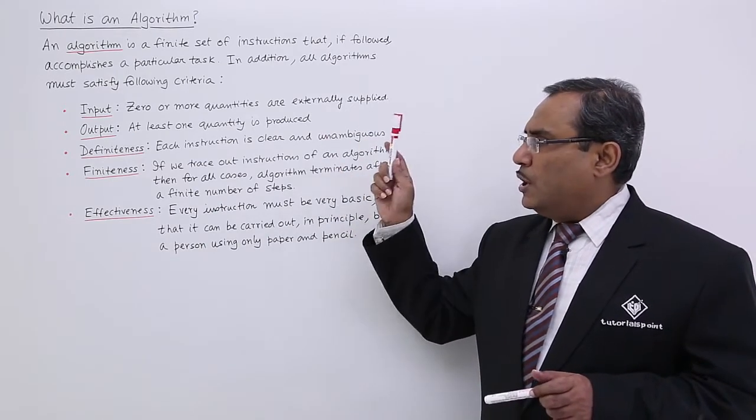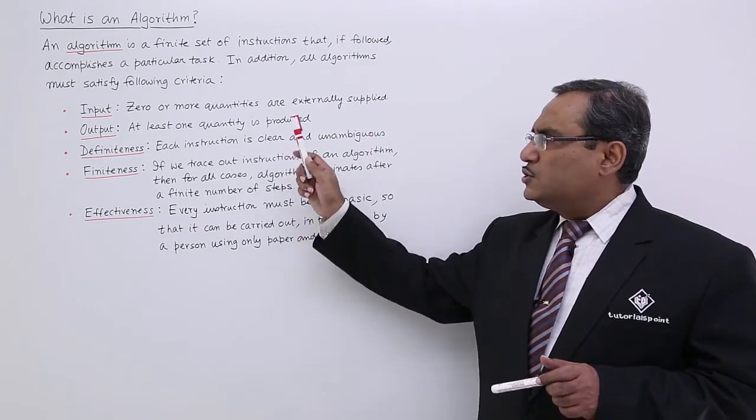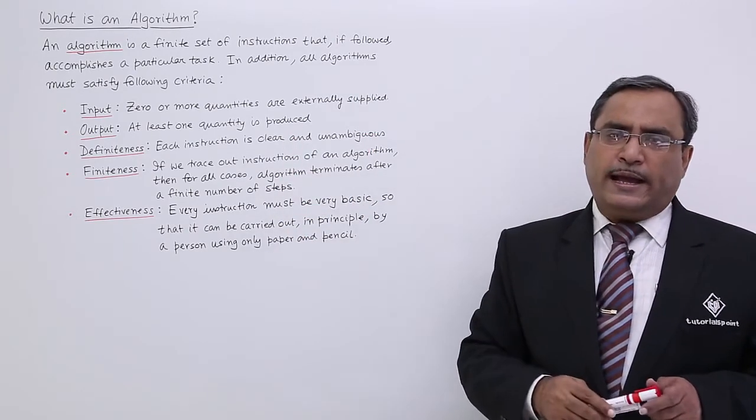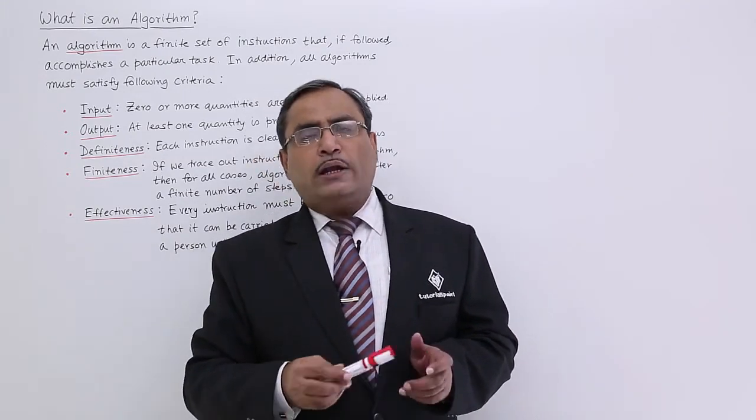So input, output, definiteness, finiteness, effectiveness. So these are the 5 properties an algorithm should have. So in this way we have defined what is an algorithm.